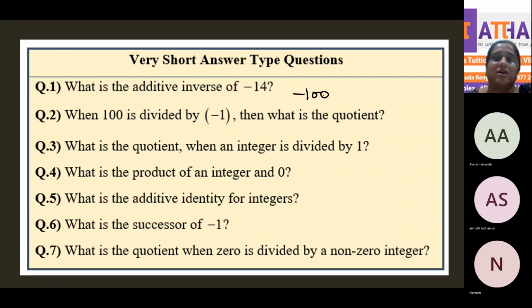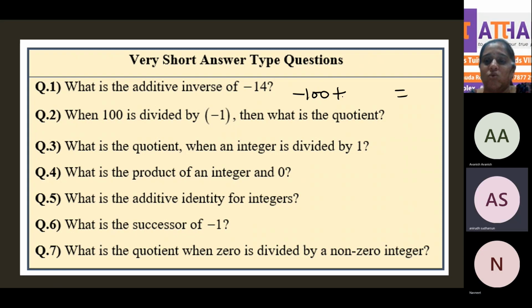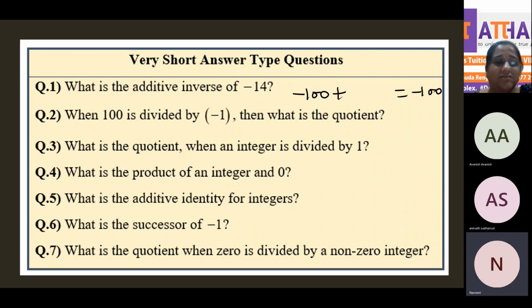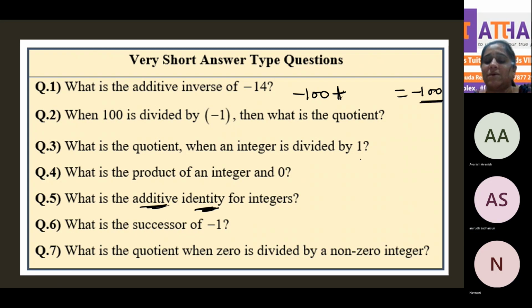So minus 100. You want the same answer on adding, you want the same answer, minus 100. That is what additive identity is. Additive meaning plus, addition. Identity meaning you want the same answer. Navneet, disable your mic. So additive identity means, supposing we take the integer minus 100, on adding you want to get the same answer, minus 100. How is it possible? 0. So 0 is the additive identity for integers. Very good.